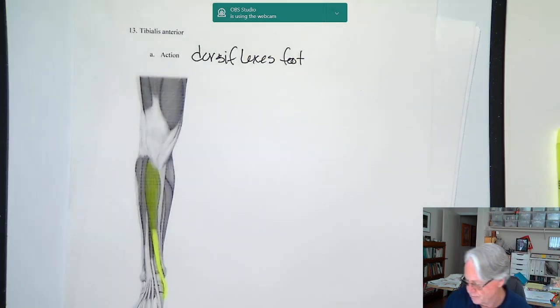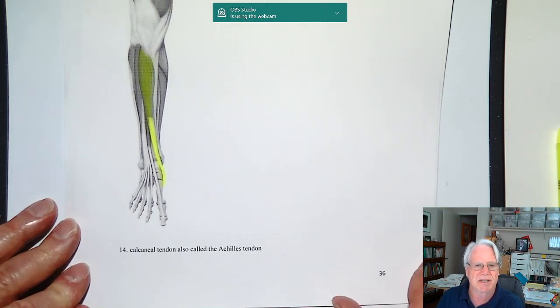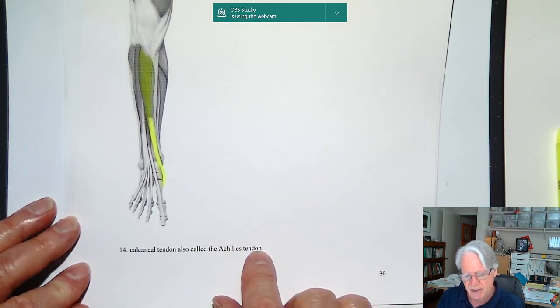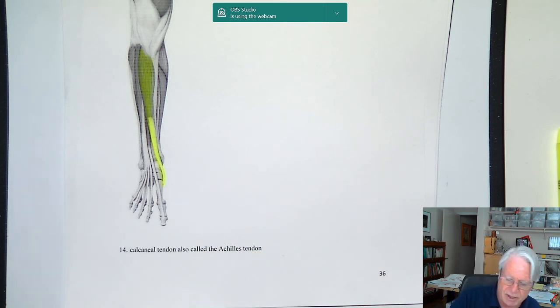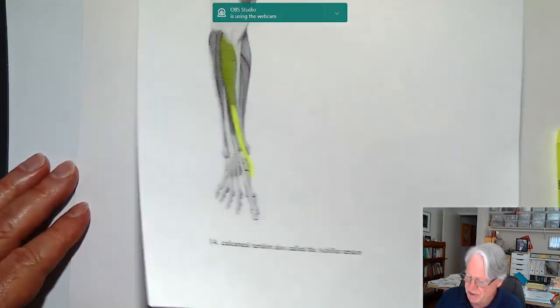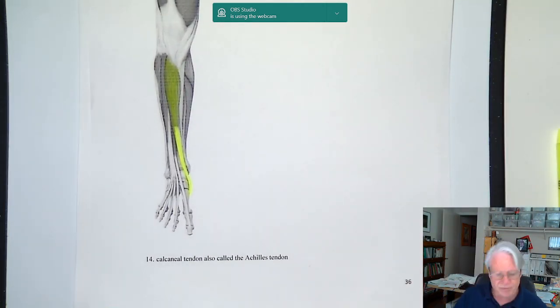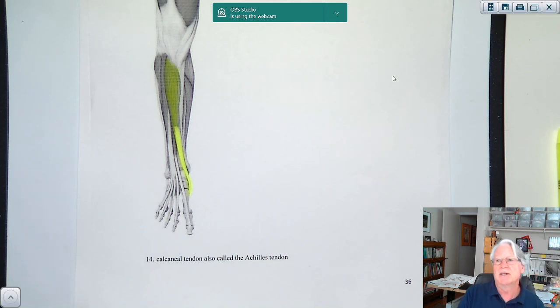Okay. And the last structure, as you'll notice, is the calcaneal tendon, also called the Achilles tendon. We already pointed that out. So, ladies and gentlemen, that is the last of the muscles and the structures that you need to know for this final portion of the lab. And good luck, and we'll see you when we start lecturing on the muscle tissue chapter, chapter 10.